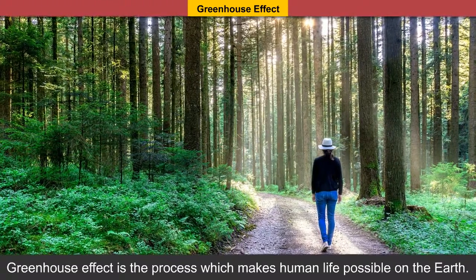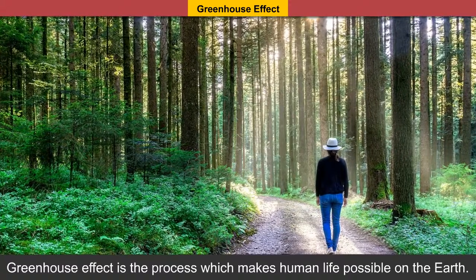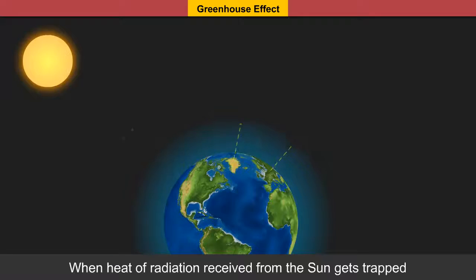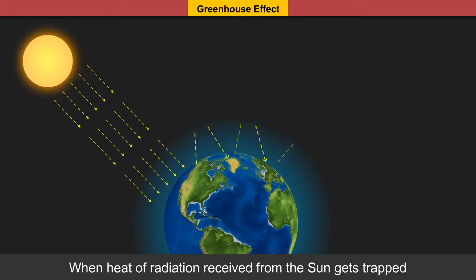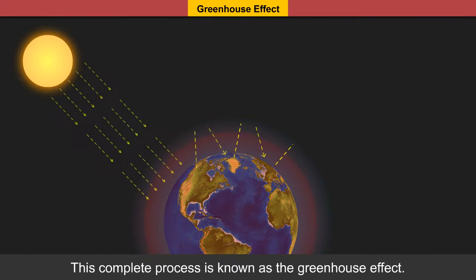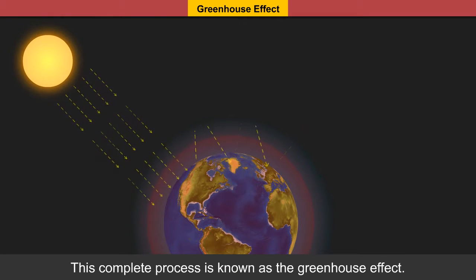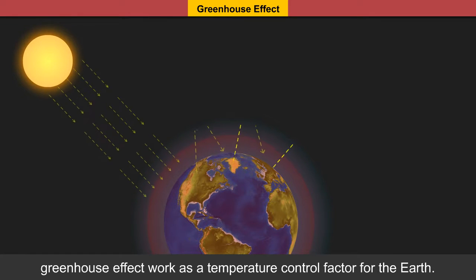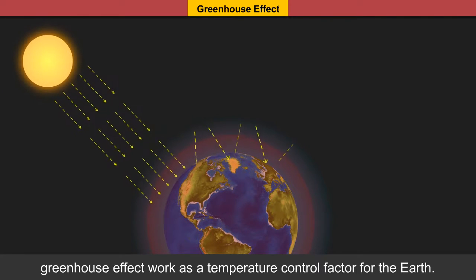Greenhouse effect. Greenhouse effect is the process which makes human life possible on the earth. When heat radiation received from the sun gets trapped in the Earth's atmosphere, it adds warmth to our surroundings. This complete process is known as the greenhouse effect. Greenhouse effect works as a temperature control factor for the Earth.